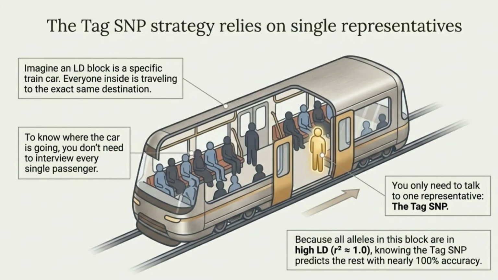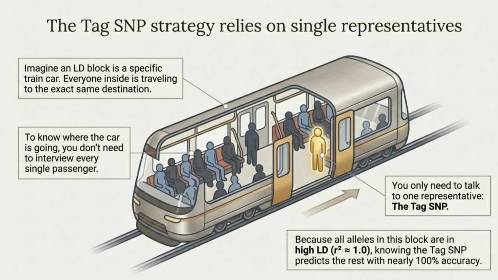Imagine an entire LD block is one train car. Everybody inside is headed to the same destination. To find out where that car is going, you don't need to ask every single passenger, right? You just ask one representative. In genetics, that representative is called a tag SNP, because of that strong linkage, that one tag SNP tells you what's going on in its entire neighborhood with almost perfect accuracy.